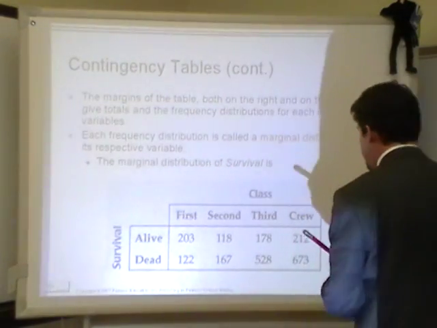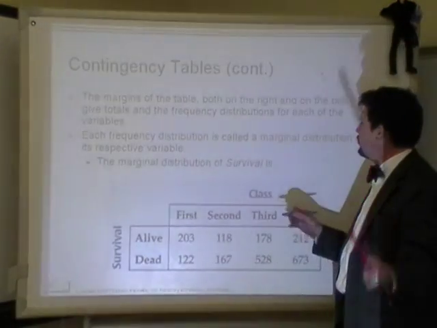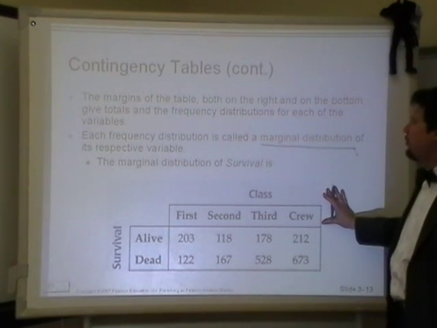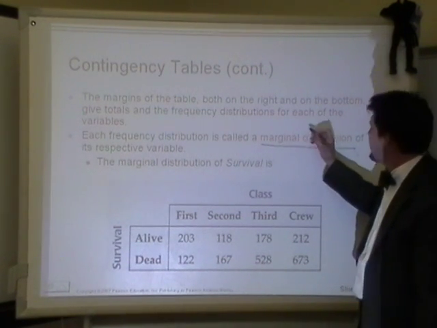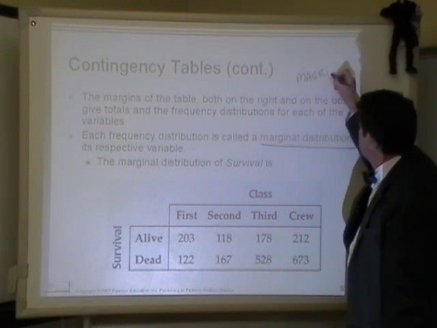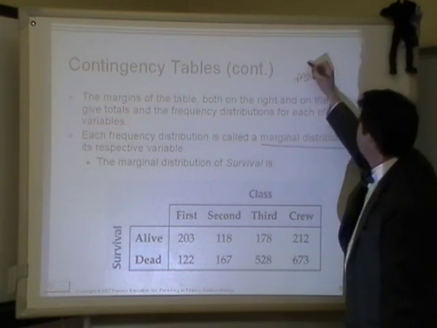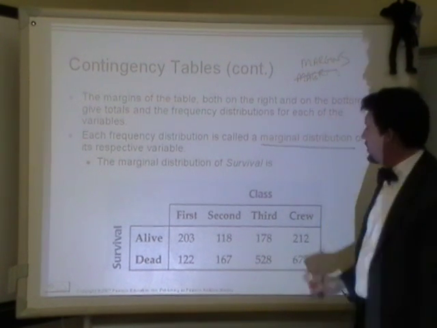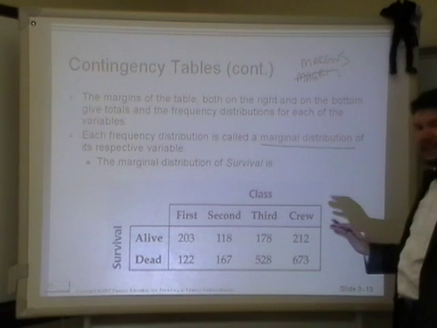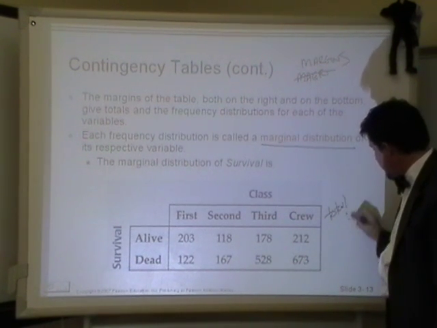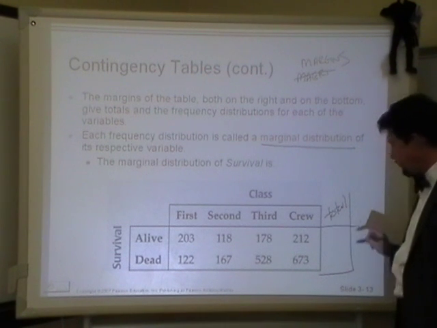Now, when we talk about two-way tables, there are two distributions that are really important. The first one is called the marginal distribution. And the marginal distribution is data that comes from the margins. Margins. It comes from the margin. And what is the margins? It's the data on the side. So what you're looking at is the totals.